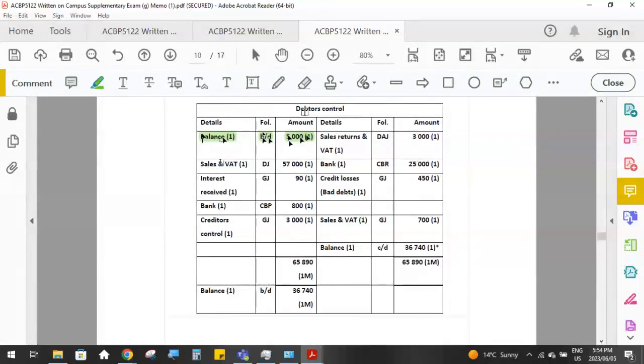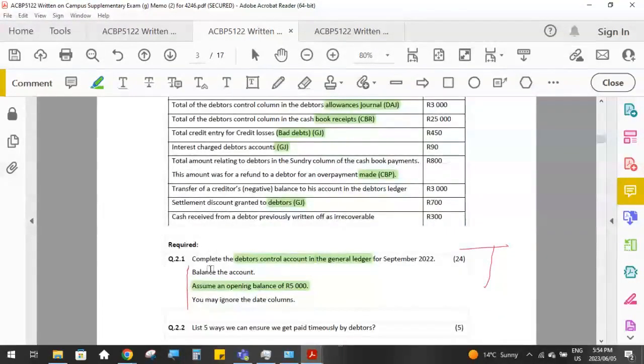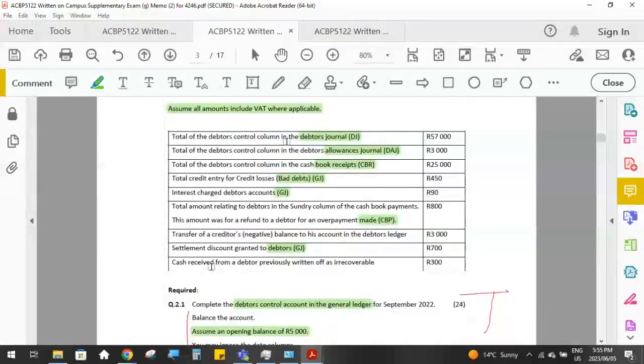That's our opening balance. Now we are going to record the column totals for the amounts that would have been posted from all of our subsidiary journals to the general ledger at the end of the month of September. So we go and start at the top. In the debtors journal, that column total was 57,000 Rand.